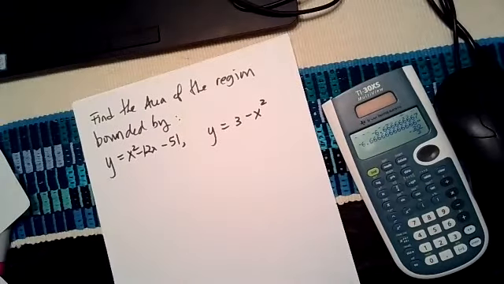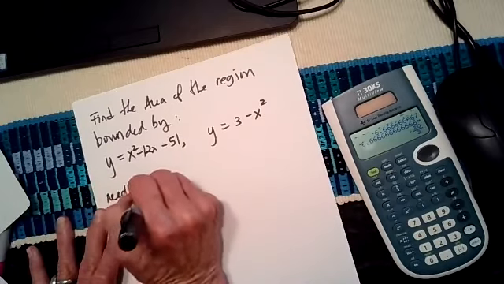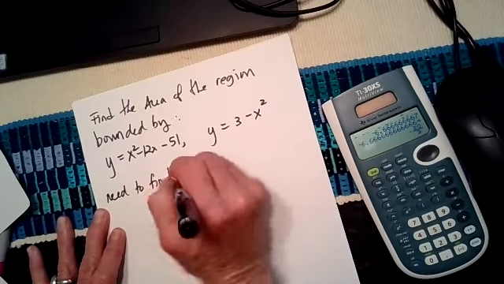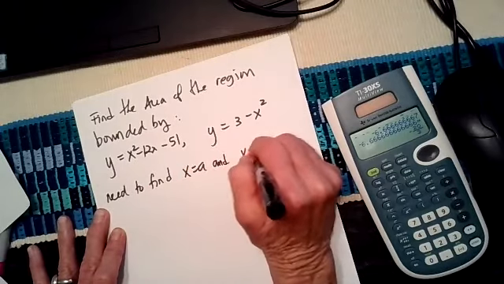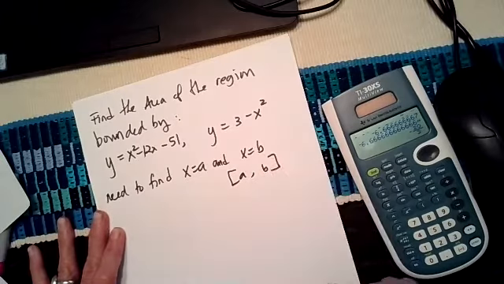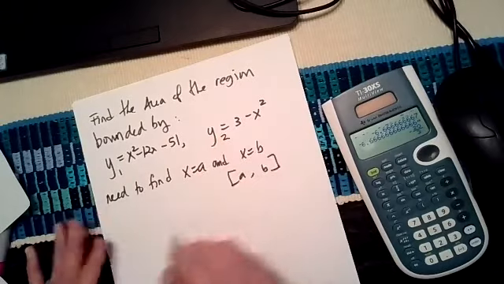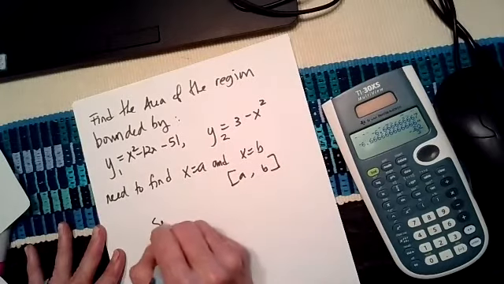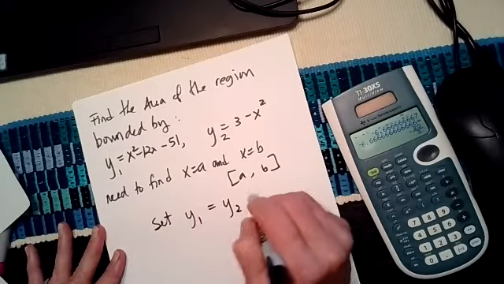All right, so we need to find x is equal to a and x is equal to b, or the interval if you want to write it like that. So we know how to do that. Let's call this y1, let's call this y2, and we're going to set y1 equal to y2 and solve for x.